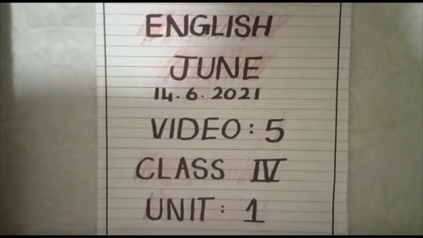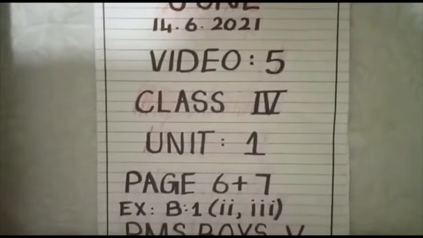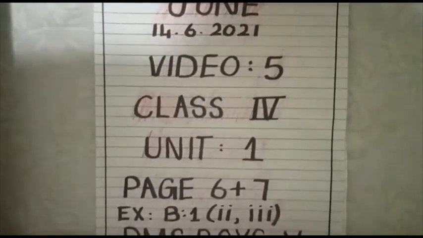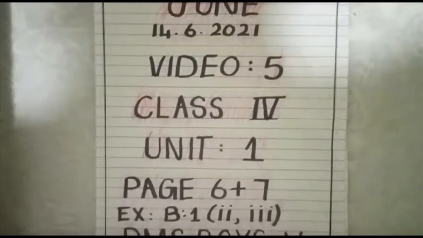Today we are going to discuss exercise B1 part 2 and 3 of page number 6 and 7 of unit 1. So let's start. Okay dear students, the question is: read the following paragraph and notice the digraph, trigraph and silent letters. First, we need to know about the digraph, trigraph, and silent letters.